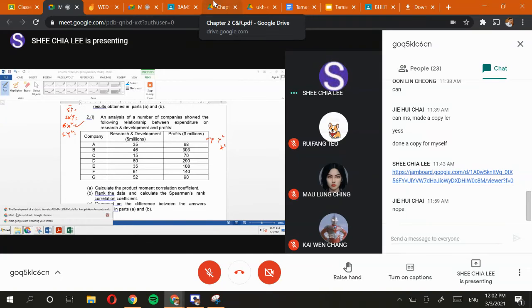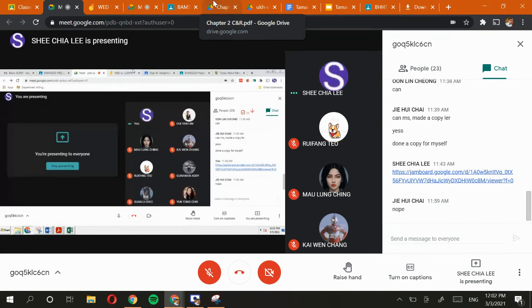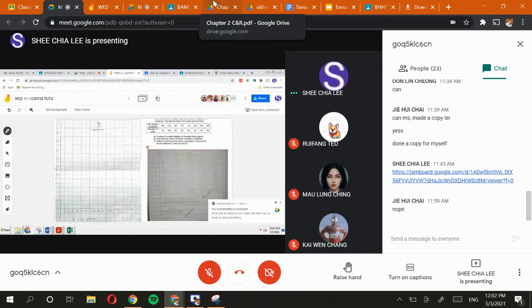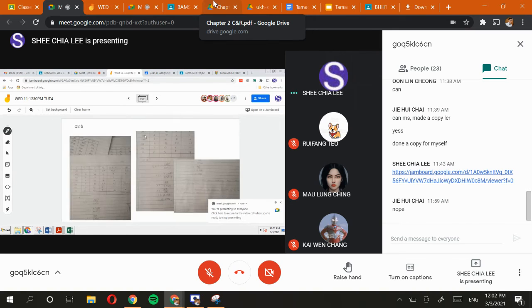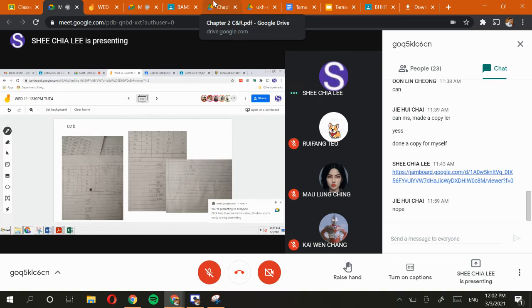Let me see first. Part 1, you calculate the 6370. Remember, if you use a calculator, you just need to show the total. Then you calculate your Spearman rank, 6339, okay, correct. So one by one, you list it down: what is R1, R2, difference, D square, and you total up the D square and substitute in order to get your Spearman rank.